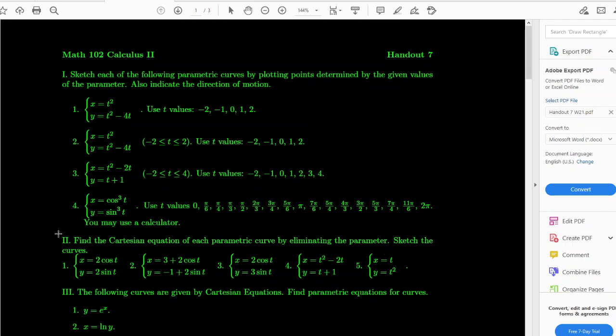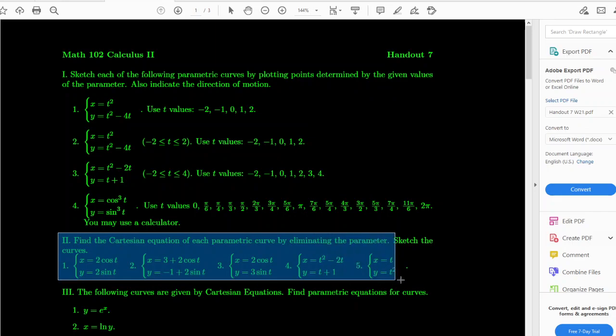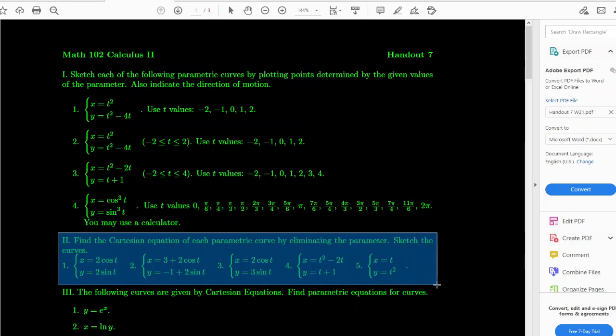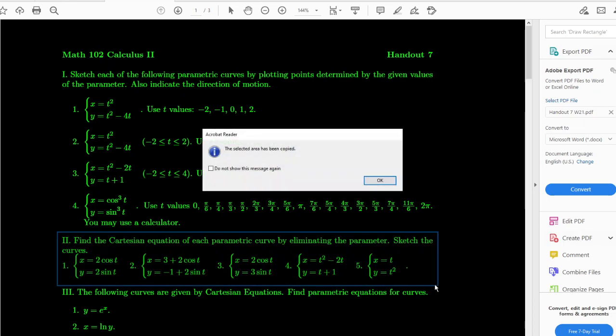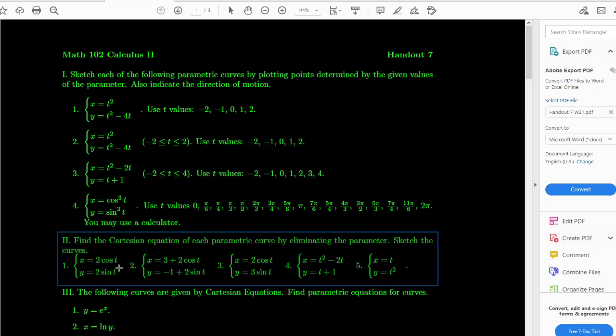Now we're going to talk about the relation between the two curves. In question 2, we are required to convert the parametric curves in questions 1, 2, 3, 4, and 5 to Cartesian curves. I said something wrong earlier. We are required to convert the parametric curves to Cartesian curves. So that's the nature of question 2.